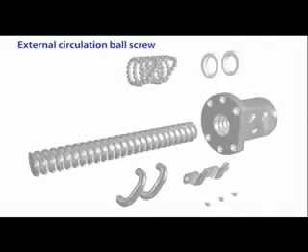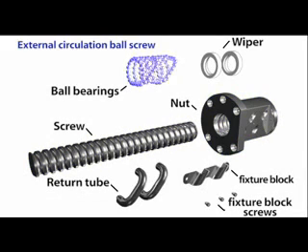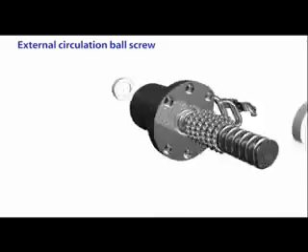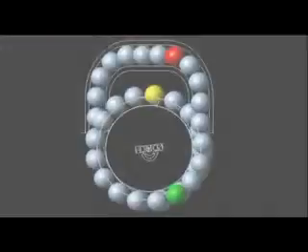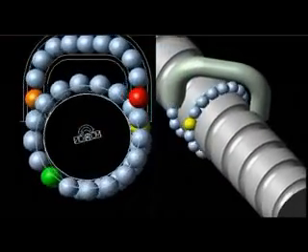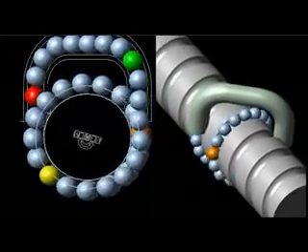External circulation ball screws consist of a screw, nuts, ball bearings, return tube, fixture block, and wipers. The bearings are located between the screw and the nut, and circulation is achieved using the return tube. As a result, the bearings return by way of the nut. Since the return tubes are located outside of the nut, this is known as an external circulation ball screw.